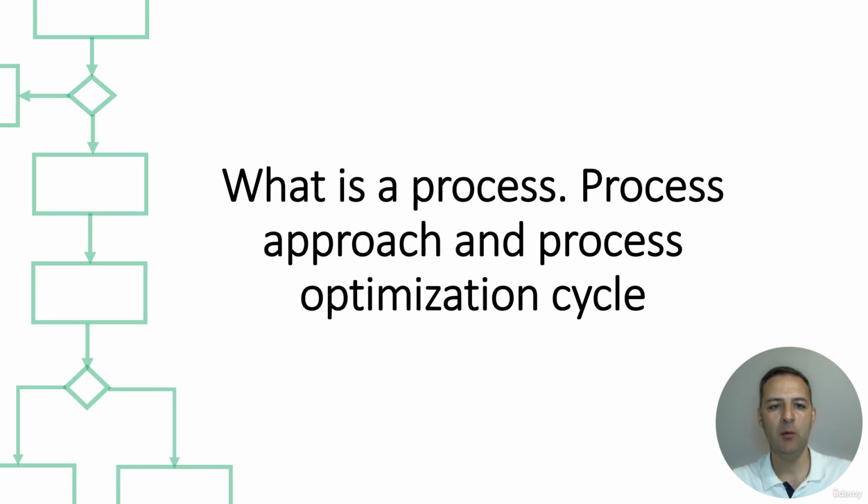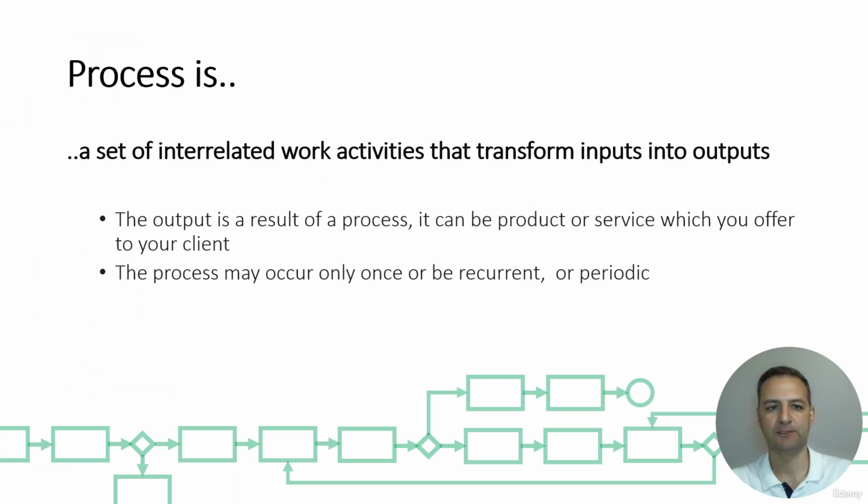Hello, today we will talk about process. What is it, how it relates to quality management, and how to structure process optimization activities. According to the American Society for Quality, process is a set of interrelated activities that transform inputs into outputs.